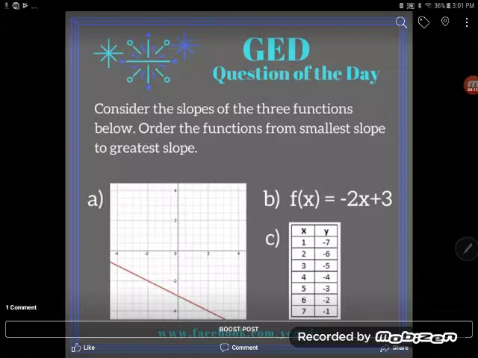we've come today to arguably one of the most challenging types of problems on the GED. And those are ordering problems. So let's go ahead and take a look at the directions, and then I'll tell you why I think this is such a challenging problem.